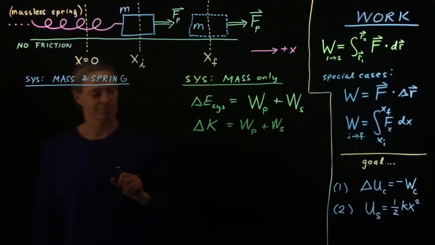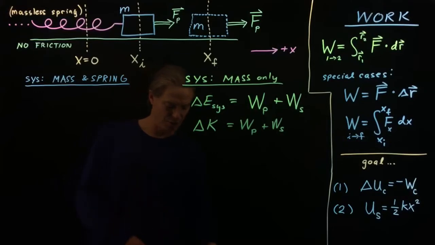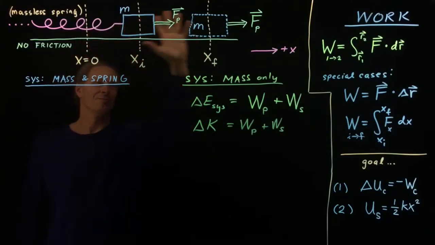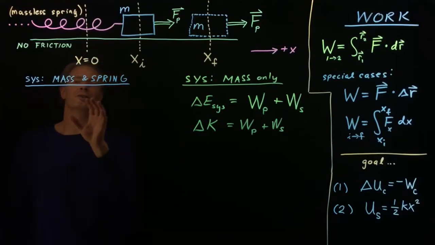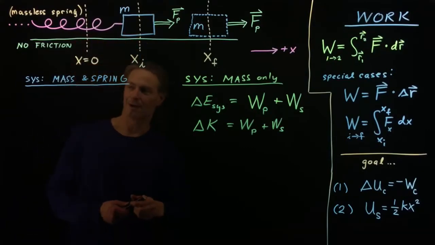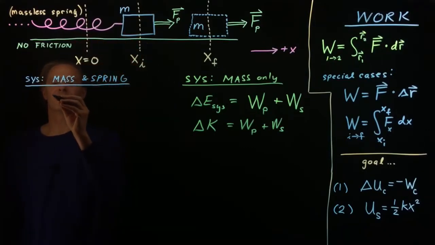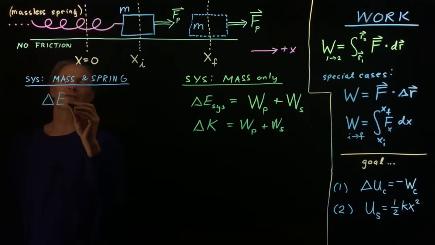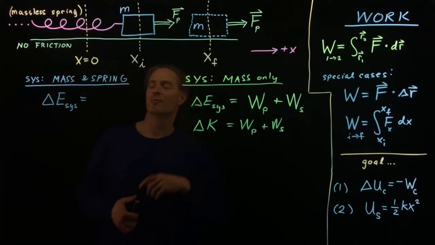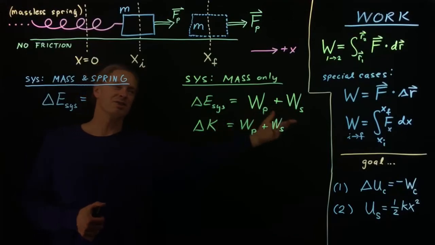Now let's go over to this other way of looking at this situation. Let's look at a system consisting of not only the block of mass little m, but also the spring. So we start with the same conservation of energy framework. The change in energy of the system is equal to the energy transferred to that system by means of work, heat, radiation, etc.